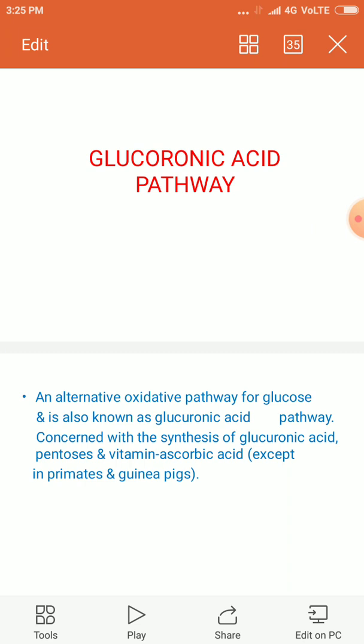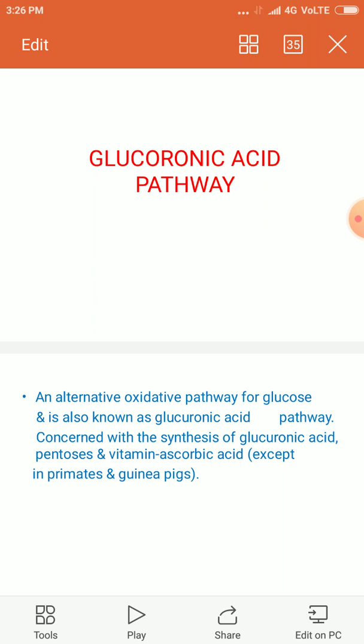Now let us move on to the next pathway, the glucuronic acid pathway, also called the uronic acid pathway. This pathway is an alternative oxidative pathway for glucose, and it is known as the glucuronic acid pathway because it is mainly concerned with the synthesis of glucuronic acids and pentoses, and even the vitamin ascorbic acid, that is vitamin C, can be obtained from this pathway.